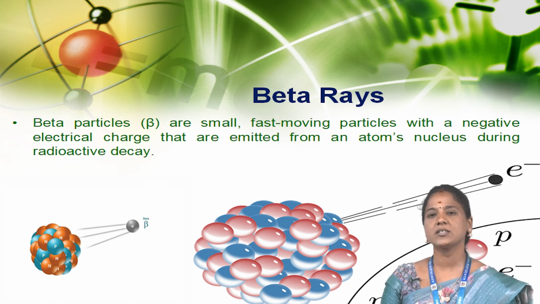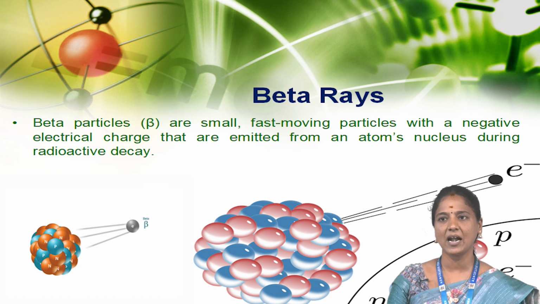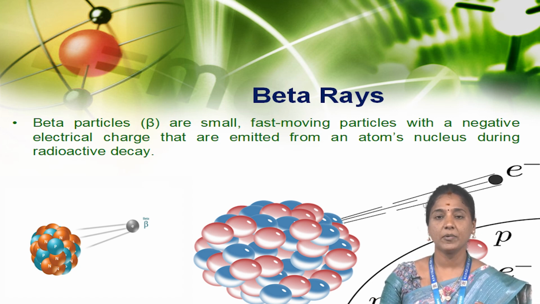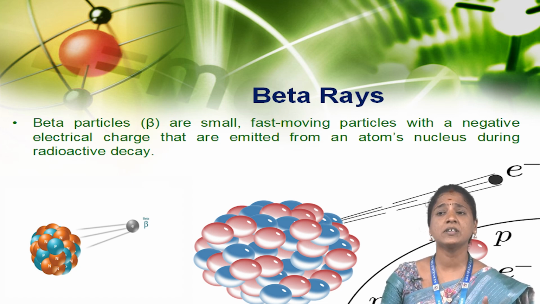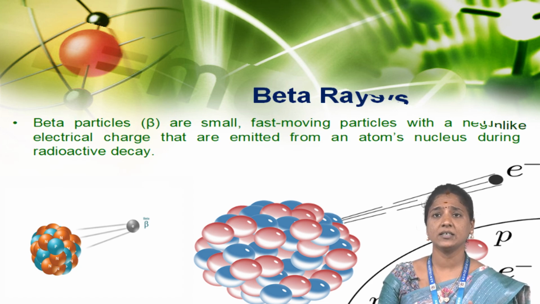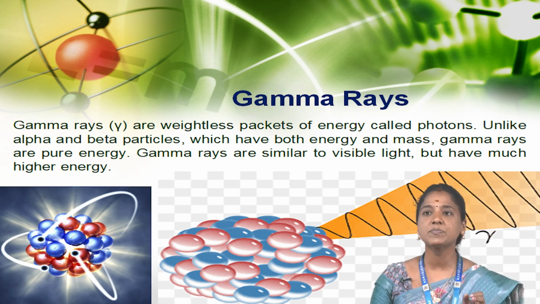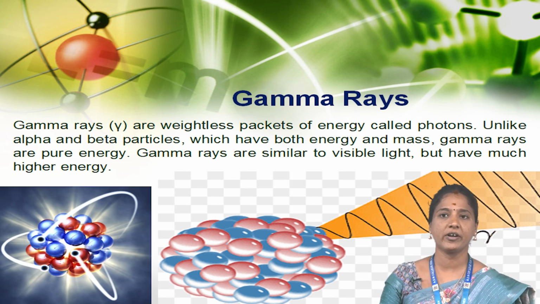Some beta particles are capable of penetrating the skin and causing damage such as skin burns. However, as with alpha emitters, beta emitters are most hazardous when they are inhaled. Next one, gamma rays. Gamma rays are weightless packets of energy called photons.